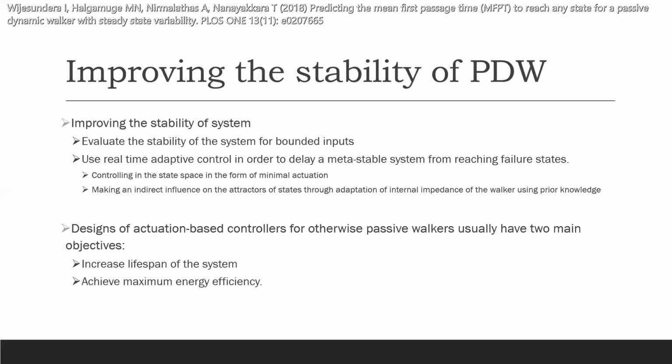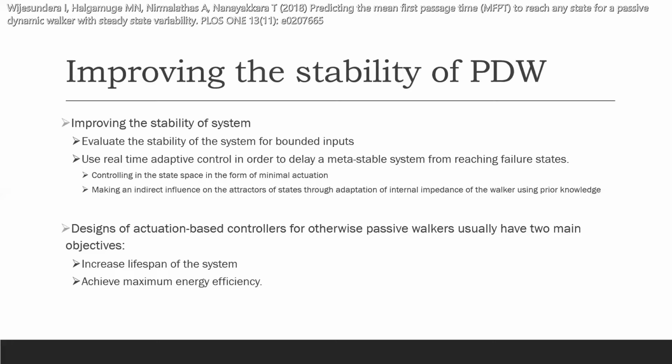Okay. So in the topic of improving stability of a passive dynamic walker, there are two main paths one might take. One is in the design phase, when the design parameters are optimized by evaluating the stability of the system for bounded inputs, and the other is by using real-time adaptive control.